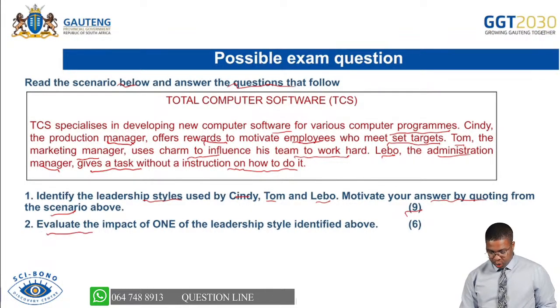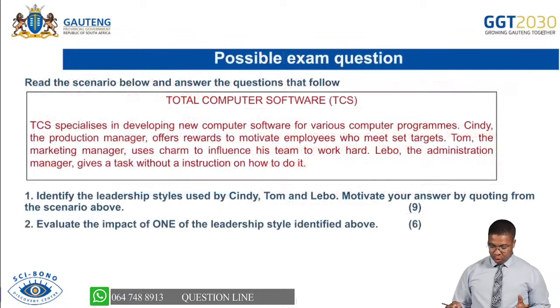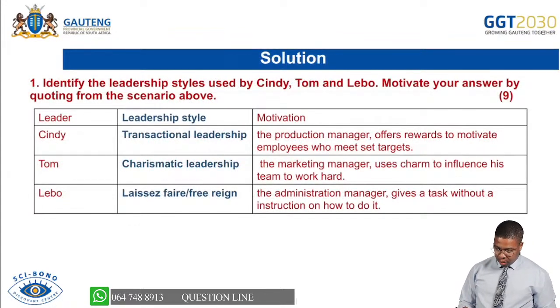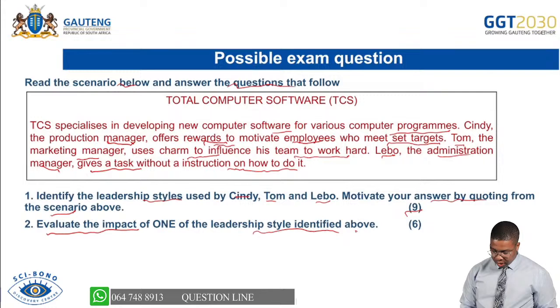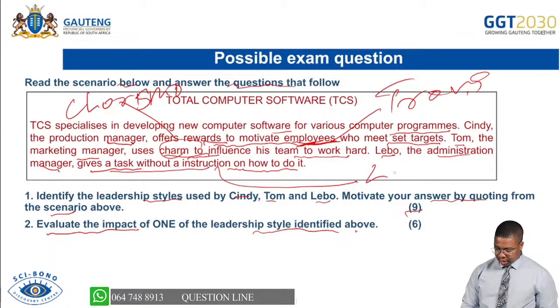And then 2, evaluate the impact of one of the leadership styles that were identified in question 1, for 6 marks. Now, what are your answers there? Already you had them because of what now? The scenario. Immediately the keyword is reward to motivate employees. You know that is transactional. Then immediately it talks about charm. This becomes what now? Charismatic. Then when it talks about giving a task without instruction, that is laissez-faire.